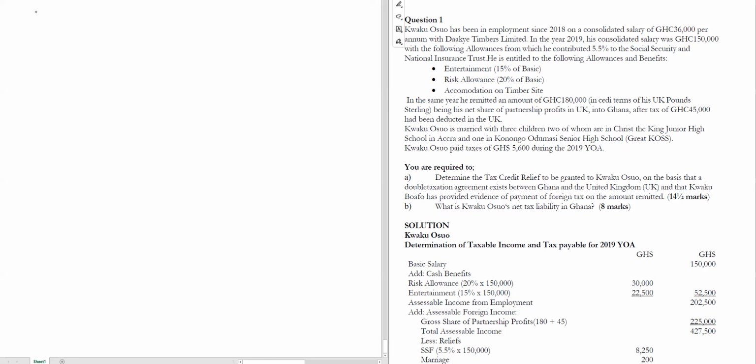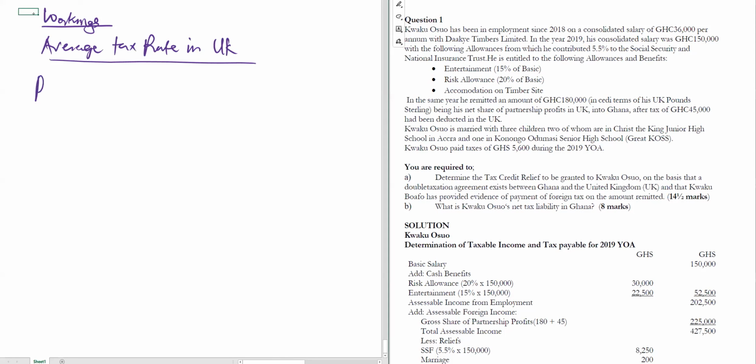So first of all, what is the first thing we need to do? We need to find the average tax rate in UK, right? Regarding what income? The partnership income. Partnership profit, okay? So in that case, for partnership profit, how much tax did he pay? He paid the equivalent of 45,000. And what is the gross income?